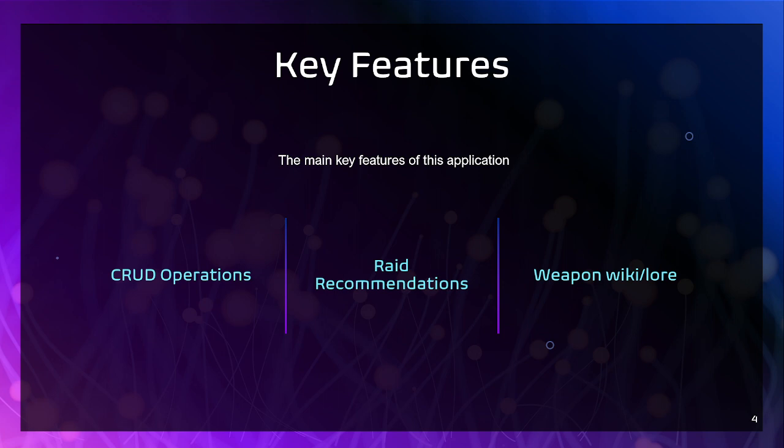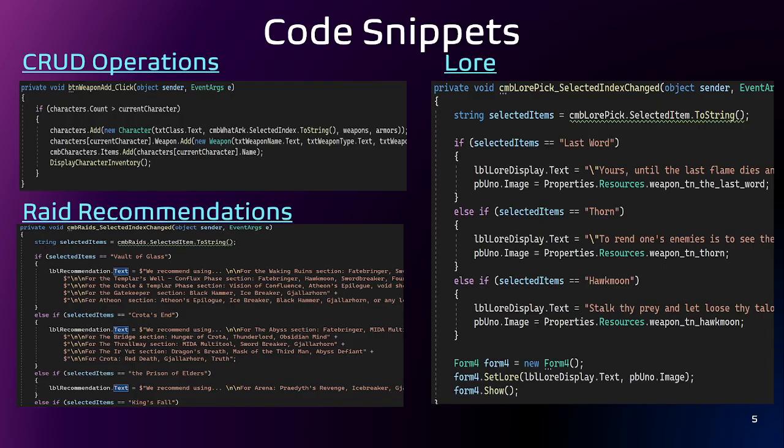Raid recommendations is self-explanatory. If the user clicks on a certain raid, the program will then recommend the best weapons to them. And same goes for the weapon wiki/lore. Once they click on a specific weapon, it will then pop up with the lore for that weapon. Alright. And here's some code snippets just to show off each of those key features. Code, CRUD operations, raid recommendations, and more.